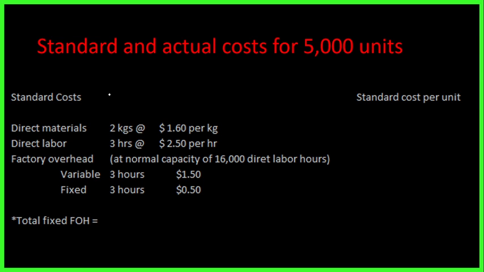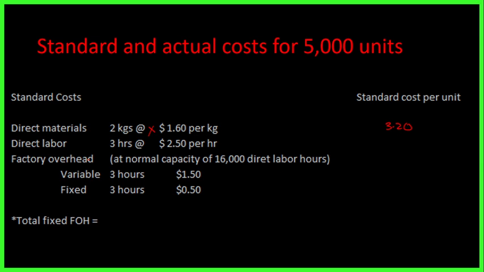Starting with the standard cost, what are our standard costs? You have direct materials, direct labor, and factory overhead. If this product uses 2 kilograms per unit, and each kilogram costs $1.6, so per unit that will be 2 times 1.6, how much is that? That is going to be 3.2 per unit.